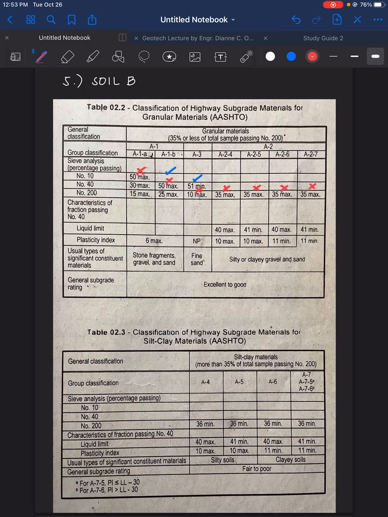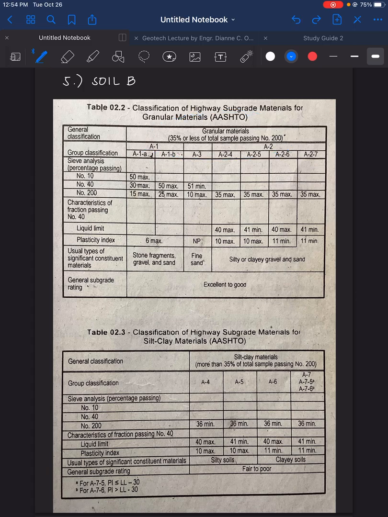So, I should have looked. It could have saved us a lot of trouble if I looked first at this portion here, for us to choose which one to use, the upper or the lower. This is for the granular material, and this is for the finer material.